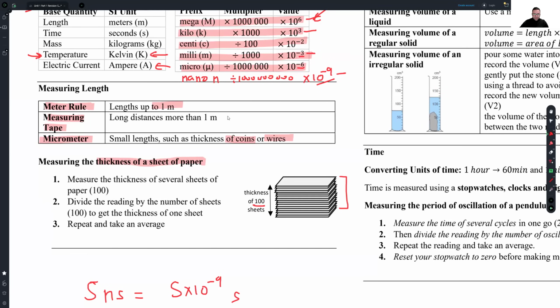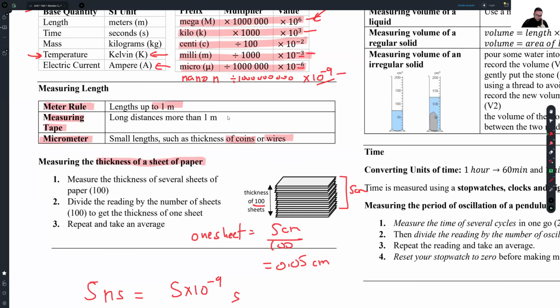So if I measure these as 5 centimeters or so, and it's 100 sheets of paper, this means that one sheet of paper is 5 centimeters divided by 100, which is 0.05 centimeters. That's if I want one sheet of paper.